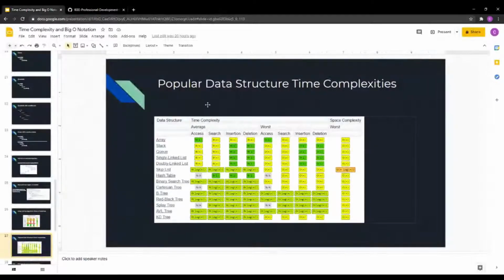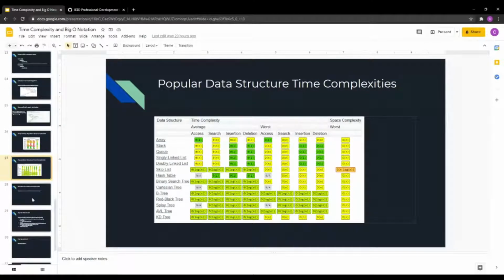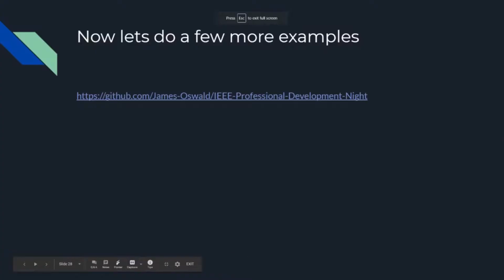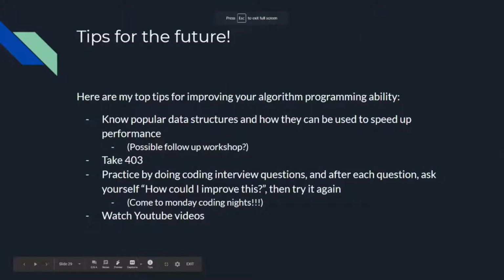All right. Where were we? Okay. So here are my tips for the future. These are the tips for improving your algorithm programming ability. Know popular data structures and how they can be used to speed up performance. A possible follow-up workshop if I receive enough requests.